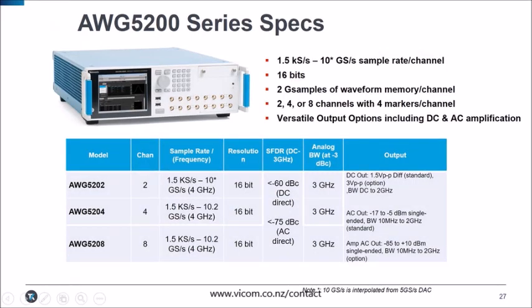The latest AWG in the Tektronix portfolio is the AWG 5200 series. This AWG has a 16-bit DAC and up to 8 independent channels. It also provides the cleanest RF performance in its class, with built-in AC and DC amplification. With up to 8 independent channels, you do not have to sacrifice resolution for channel count or amplification requirements. It also has 4 markers or digital outputs per channel. So for an 8-channel instrument, there are 32 digital outputs available.